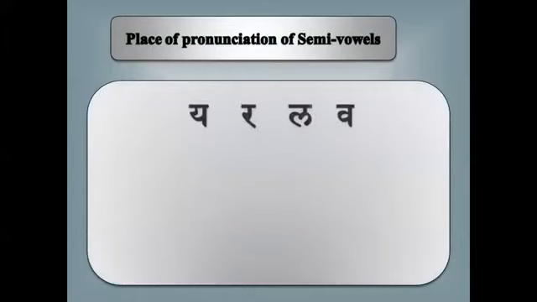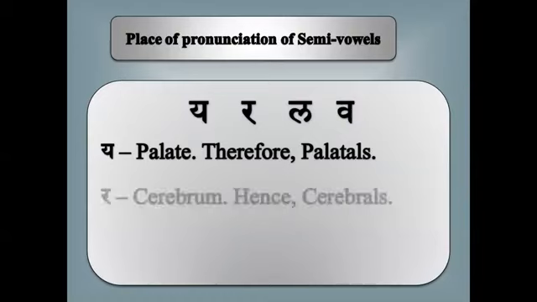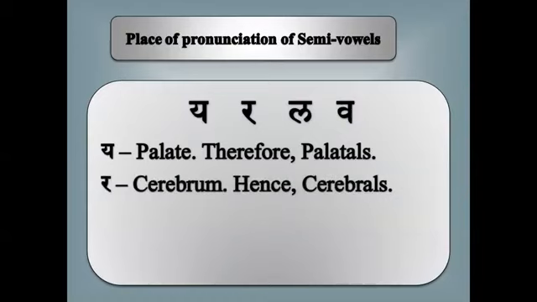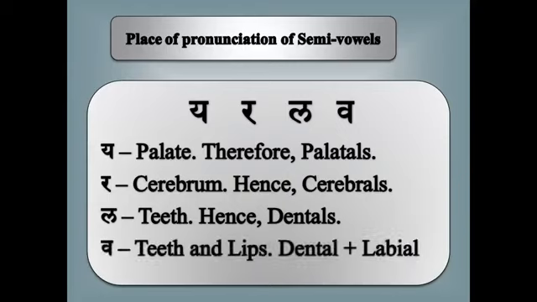And ya is pronounced from the palate, therefore it is palatal. And ra from the roof of the mouth, cerebrum, therefore it is called cerebral. And la from the teeth, the tongue touches the base of the upper teeth, therefore dental. The last one is va. Va is with the help of teeth and lips, both dental and labial. So these are the semi-vowels and their place of pronunciation.